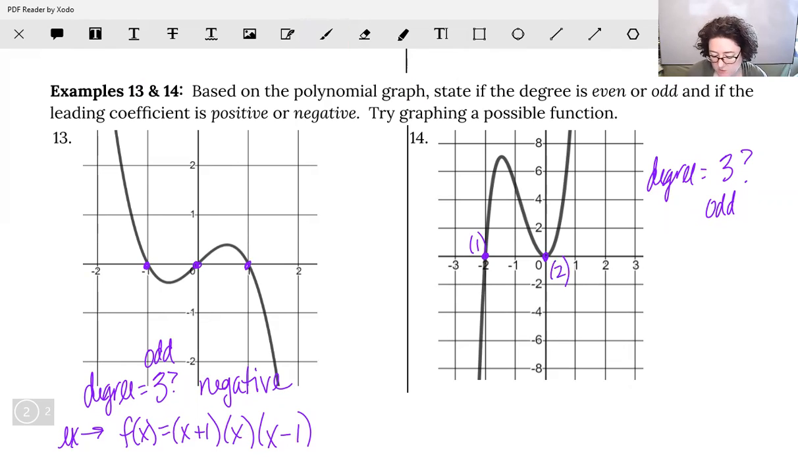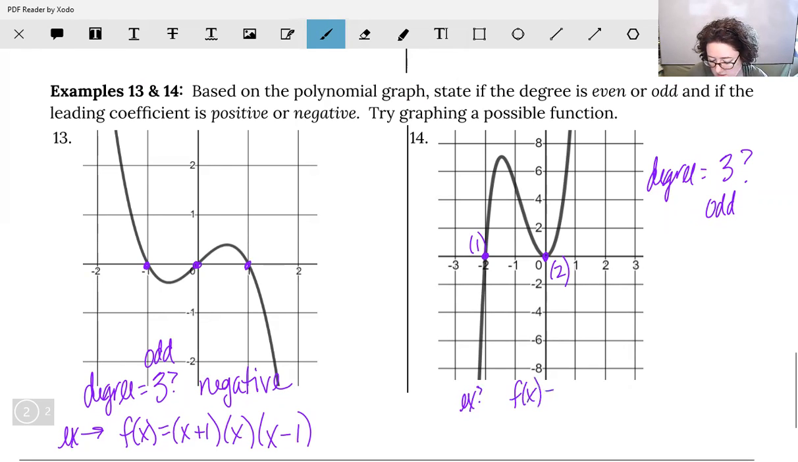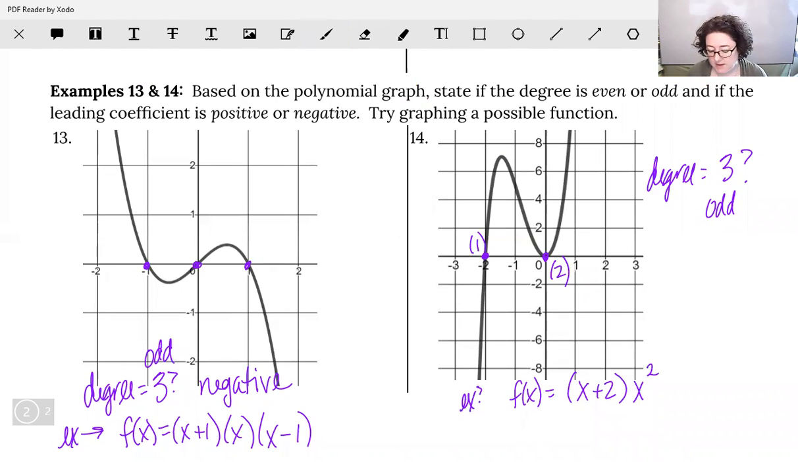And so possible equation might be, we have our single root at x plus 2 to yield the -2, and then we have an x squared, or x minus 0 squared. And again, try graphing that out and see how closely that approximates the graph.